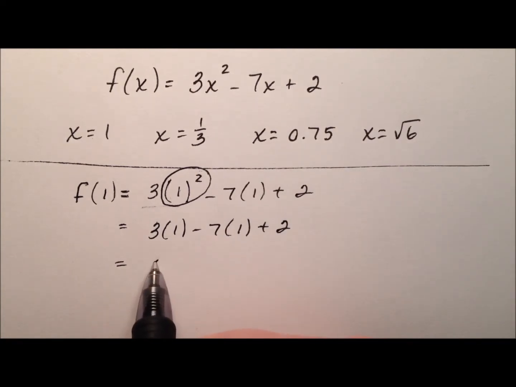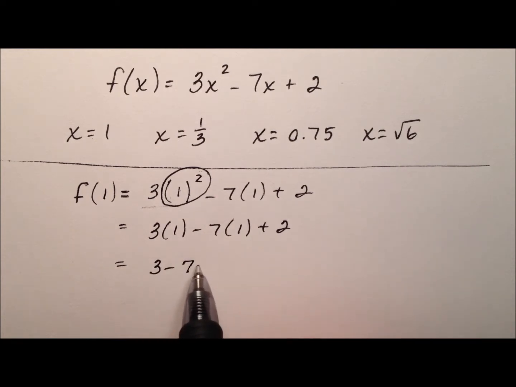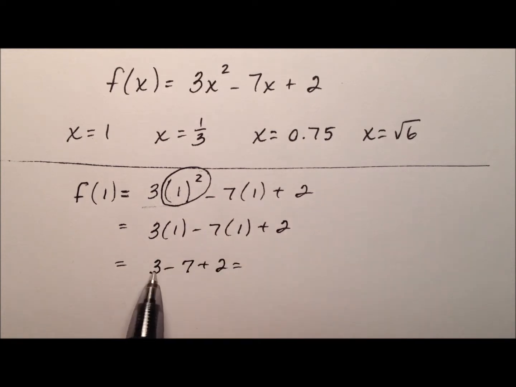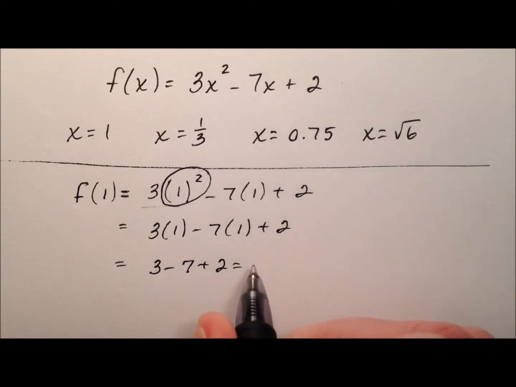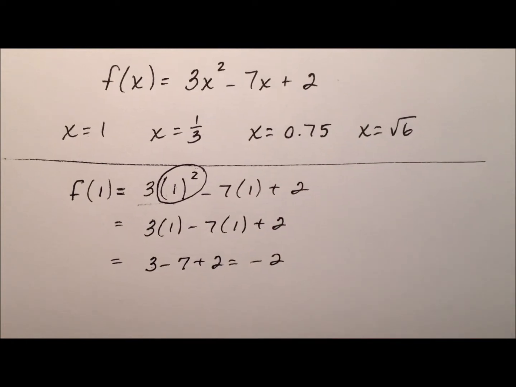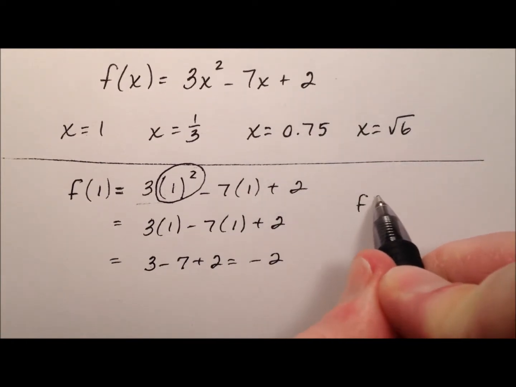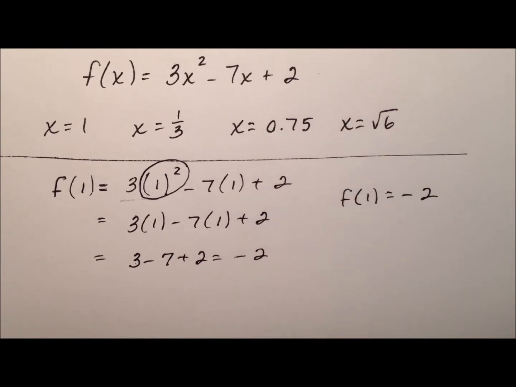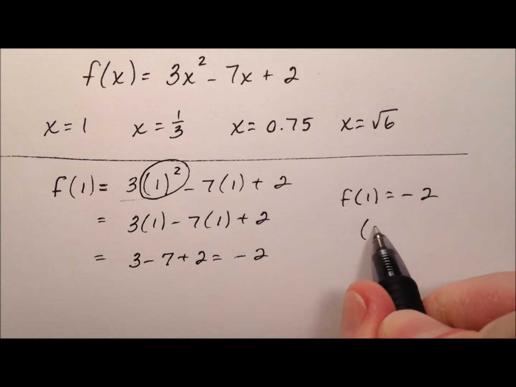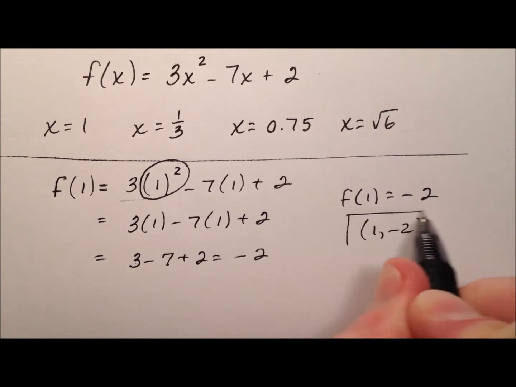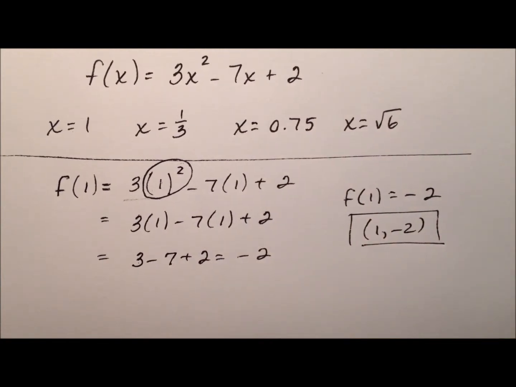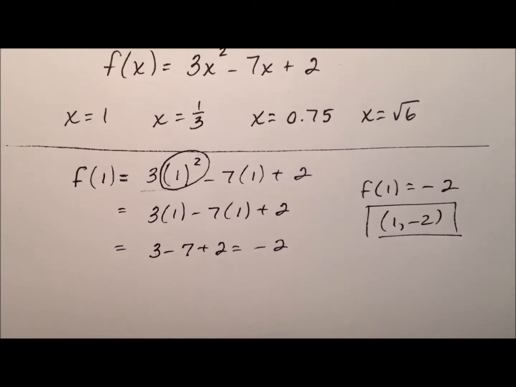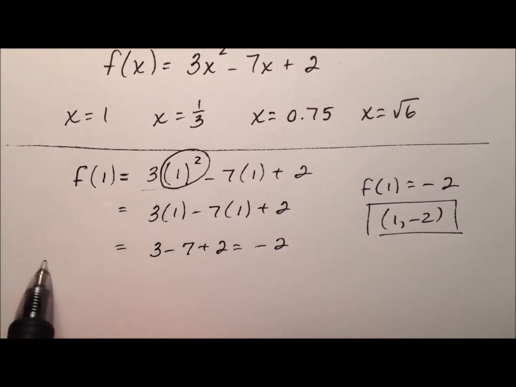3 times 1 is 3. And 7 times 1 is 7 plus 2. 3 minus 7 is negative 4 plus 2 is negative 2. So I can say that f at 1 will be negative 2. We can also write this as an ordered pair. So 1, negative 2. And that'll be that first one. Okay, so let's go ahead and do x equals 1/3 next.